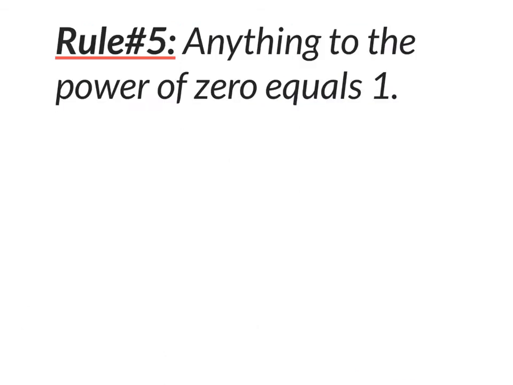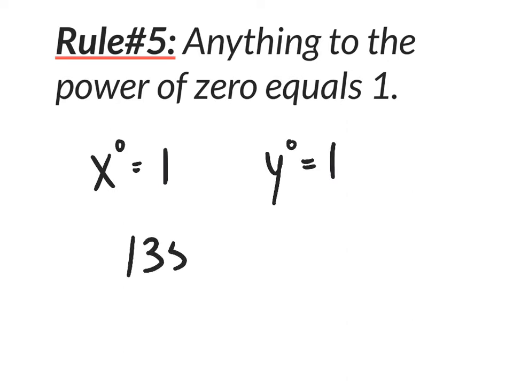I love this rule. Rule 5. Anything to the power of 0 equals 1. That's right. Let's look at an example. X to the 0, the answer is 1. How about y to the 0? The answer is 1. How about 1,352 to the power of 0? If you did that on a calculator, the answer is 1. Anything to the power of 0 equals 1.